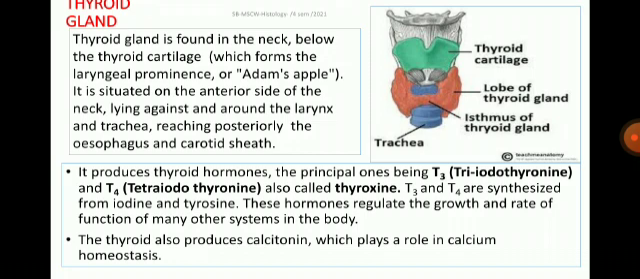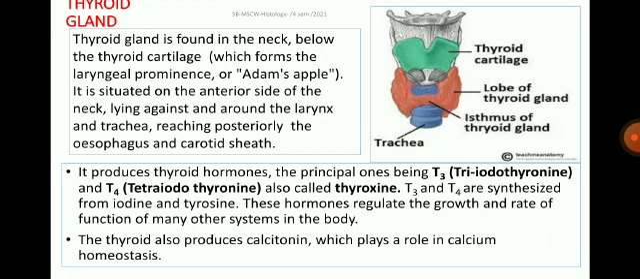Fine. In the slide you can see the diagrammatic representation of the thyroid gland, which is shown as brown masses. These are the two lobes of the thyroid gland. There is a horizontal mass of tissue which is called isthmus, which connects the two lobes, that is the right lobe and the left lobe of the gland. And it is found in the neck below the thyroid cartilage. It is situated on the anterior side of the neck, lying against and around the larynx and trachea, reaching posteriorly the esophagus and carotid sheath.